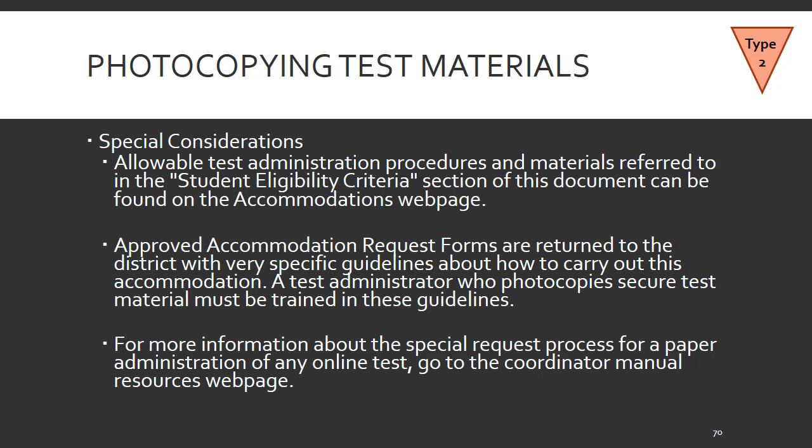Allowable test administration procedures and materials referred to in the Student Eligibility Criteria section of this document can be found on the Accommodations webpage. Approved accommodation request forms are returned to the district with very specific guidelines about how to carry out this accommodation. A test administrator who photocopies secure test material must be trained in these guidelines. For more information about the special request process for a paper administration of any online test, go to the Coordinator Manual Resources webpage.